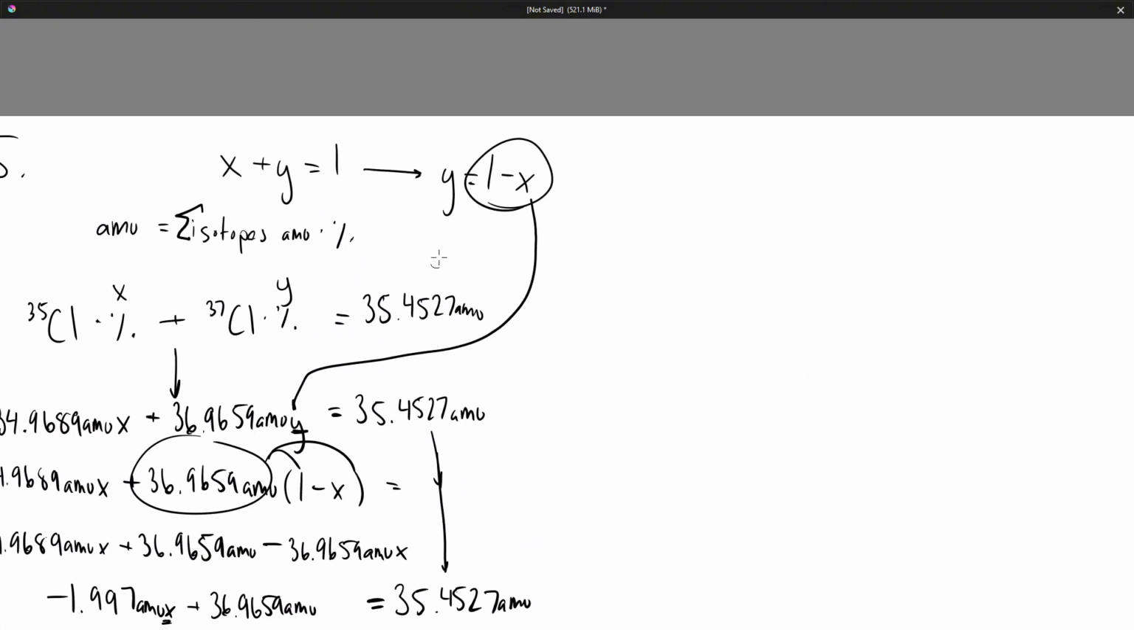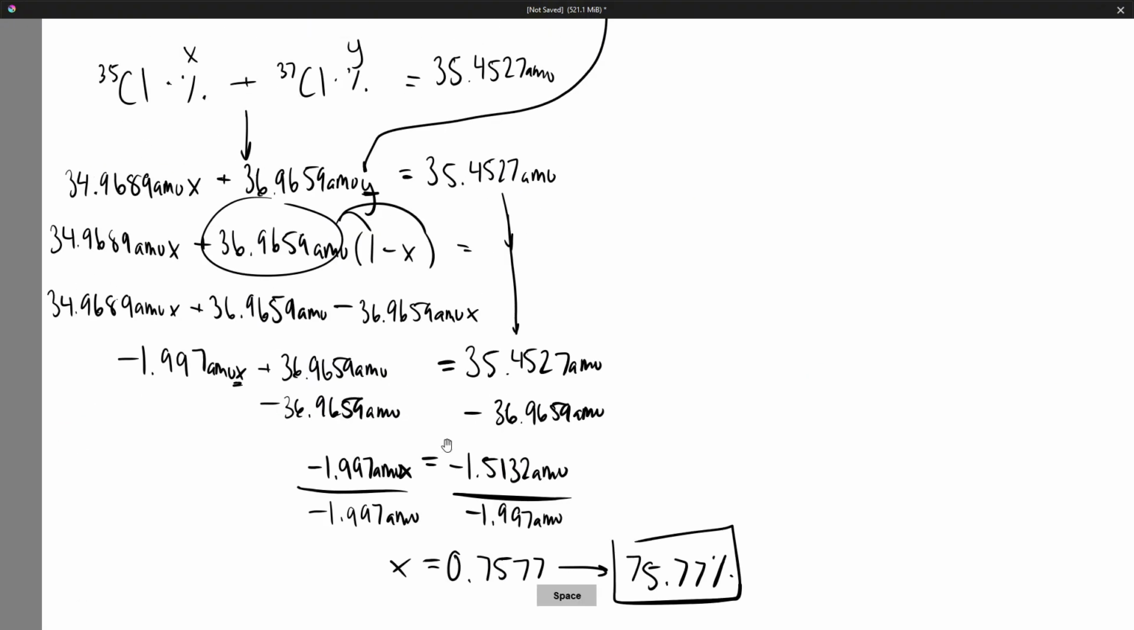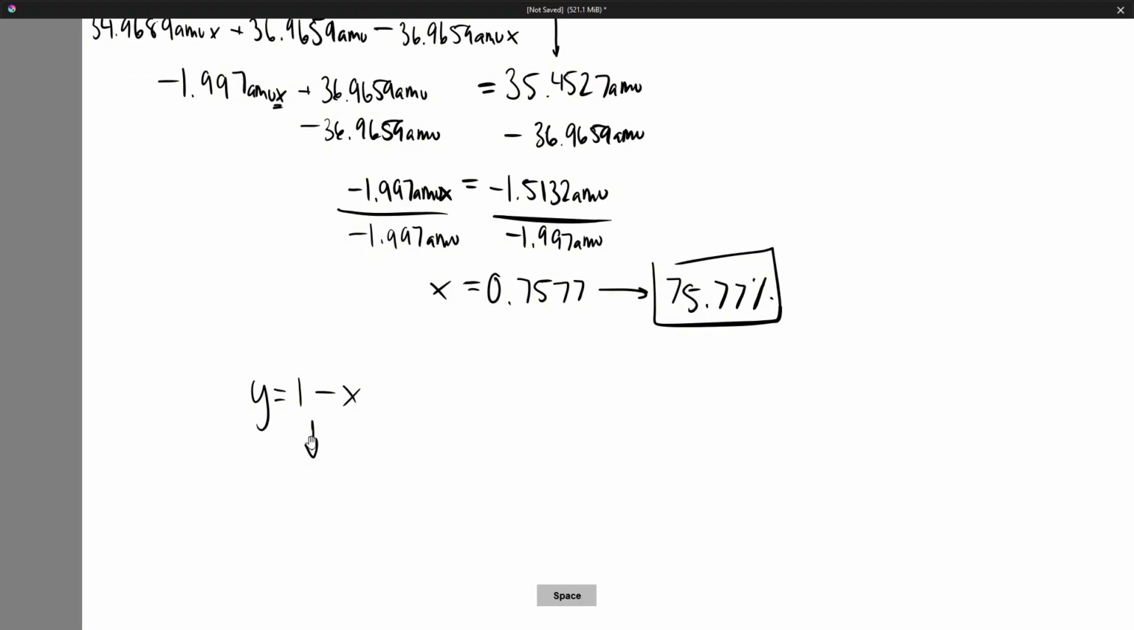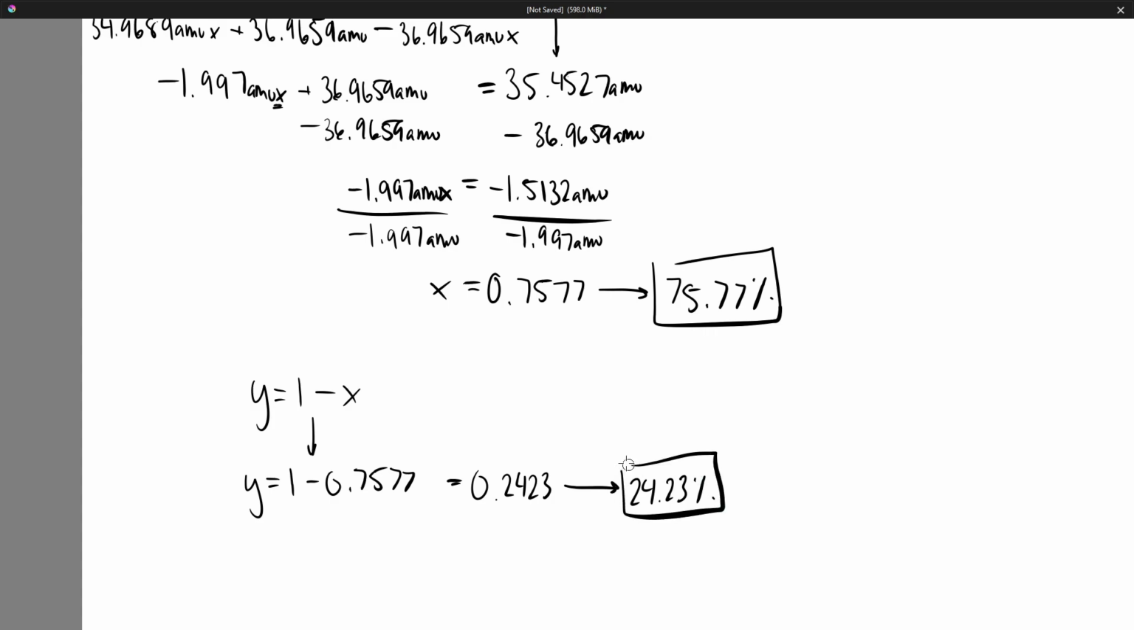To solve for the second percent abundance, we just take this number and plug it into the equation y equals 1 minus x. So y equals 1 minus 0.7577. That'll give us 0.2423. And as a percentage, that's 24.23%. And that would be the percent abundance for chlorine 37.